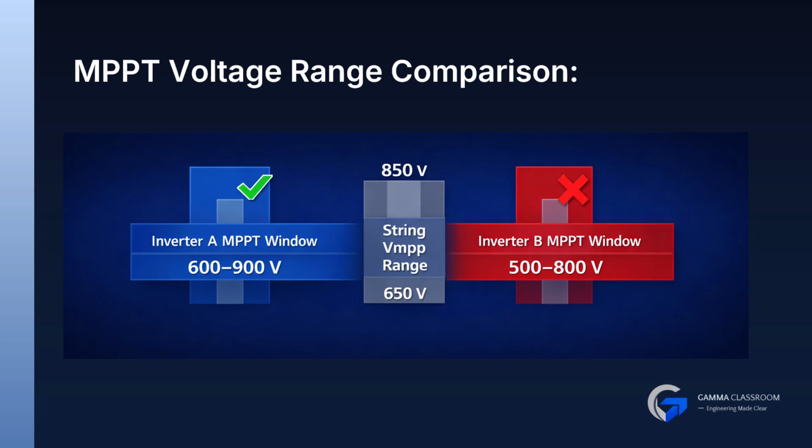Inverter B's MPPT window is 500 V to 800 V. Its upper limit of 800 V is below the maximum power point voltage maximum of 850 V, meaning the array voltage exceeds the tracking range, so it fails.